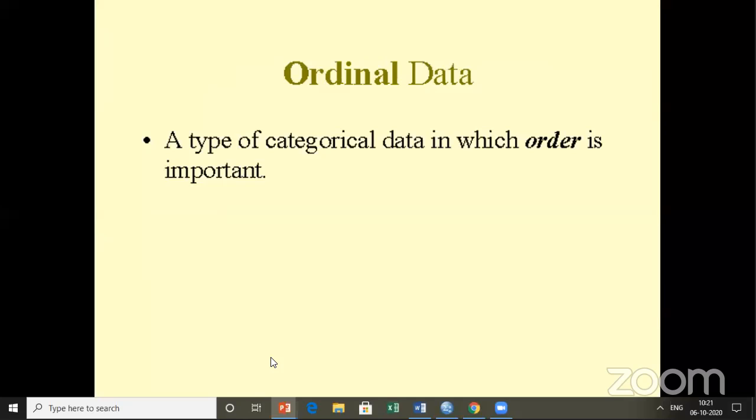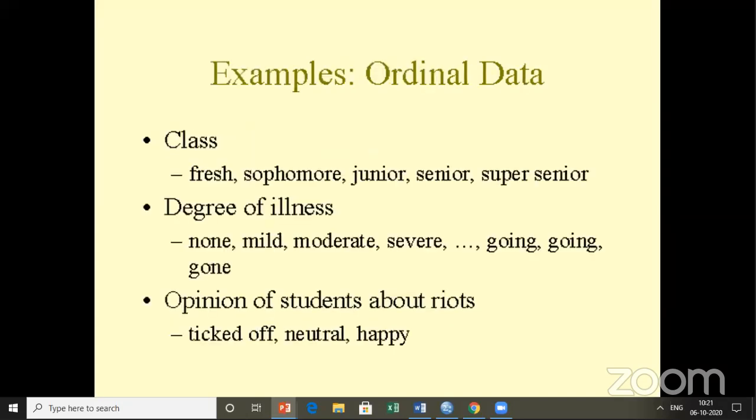This is nothing but a type of categorical data in which order is important. So, freshman is taken as 1, sophomore is 2, junior is 3, senior is 4, super senior is 5. So it's a 5-point Likert scale. I cannot take it as 5, 4, 3, 2, 1. Why can I not take a reverse ordering? I always take it as 1, 2, 3, 4, 5.